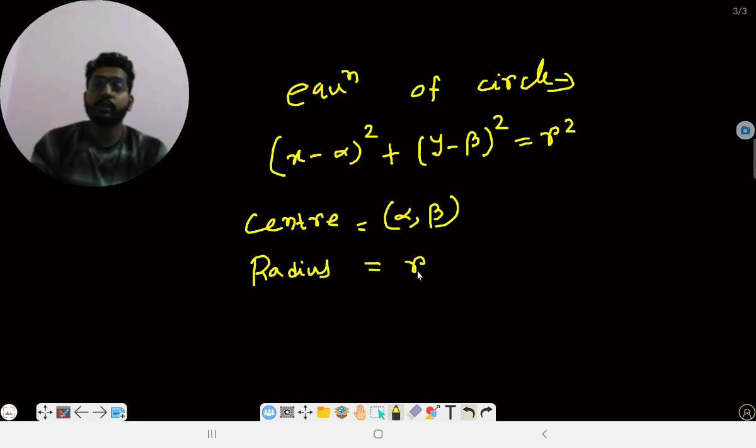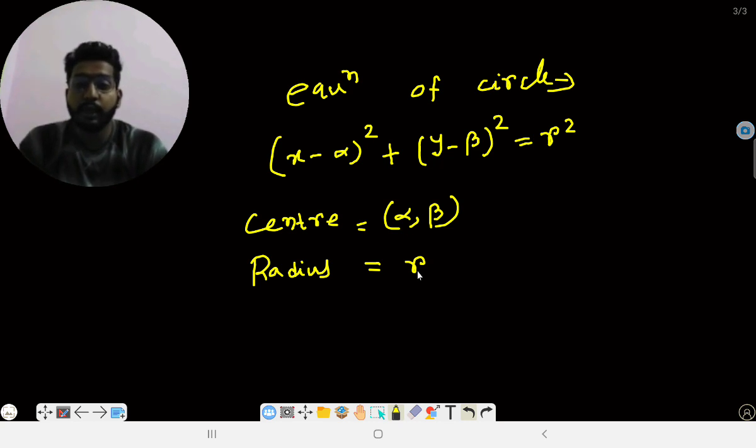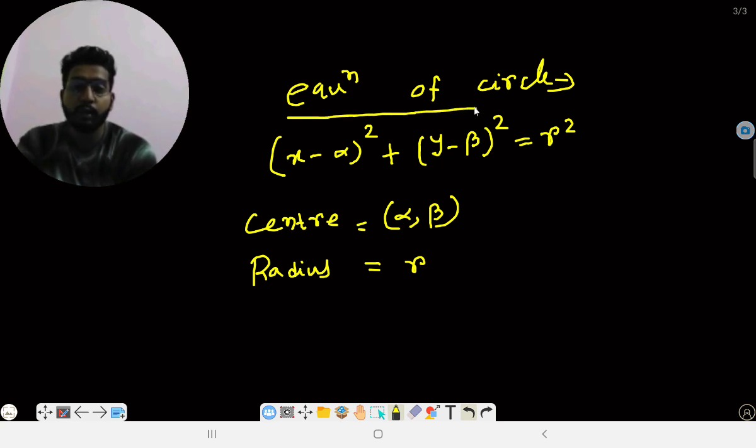We should know what is center and what is radius. For this chapter, two things are important: one is the center and one is the radius. In a question the center will be given and the radius will not be given, so somehow we have to find the radius, or the radius will be given and somehow we need to find the center. So this is important. If you know what the center and radius are, then it is very easy to find the equation of the circle. So this is the first equation of the circle. This one you have to remember.